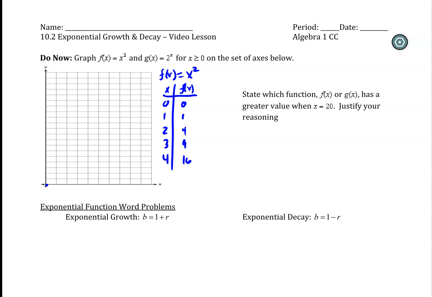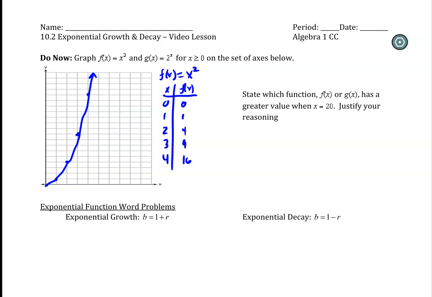So we got 0, 0, 1, 1, 2, 4, 3, 9, and 4, 16. So this is the function that we get. Hopefully I draw a relatively nice curve here. All right, there we go. And then again, an arrow at the top because it continues on from there.